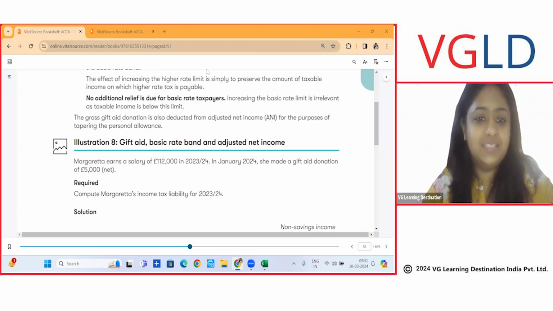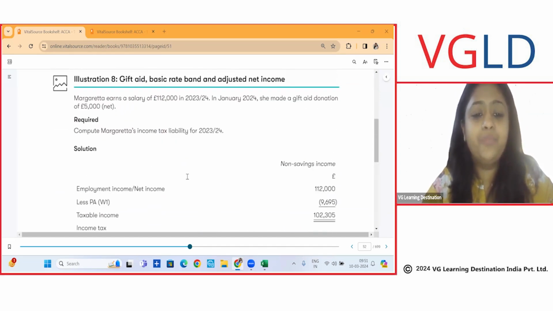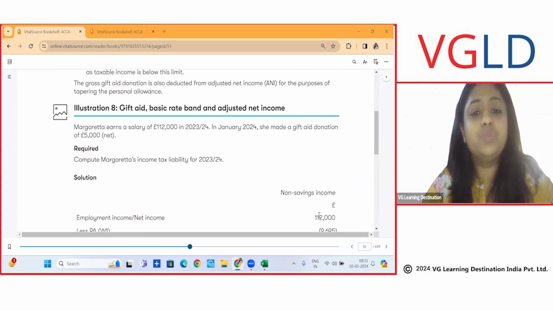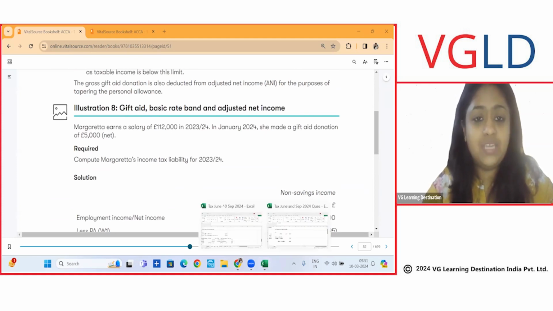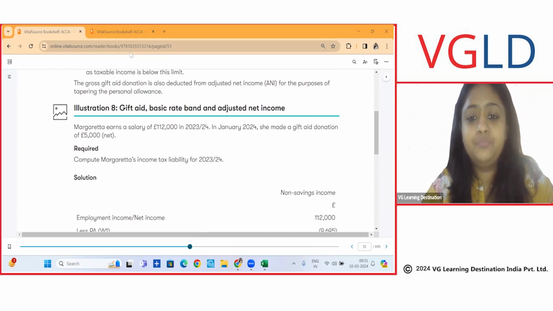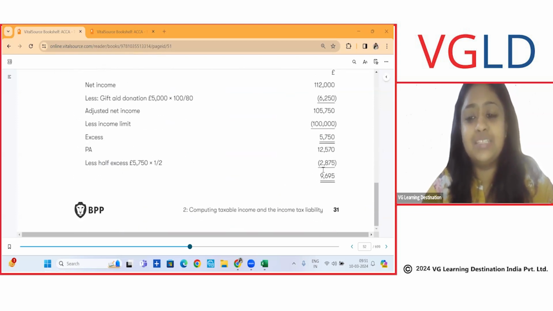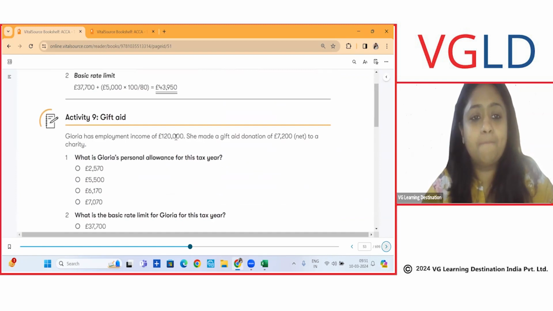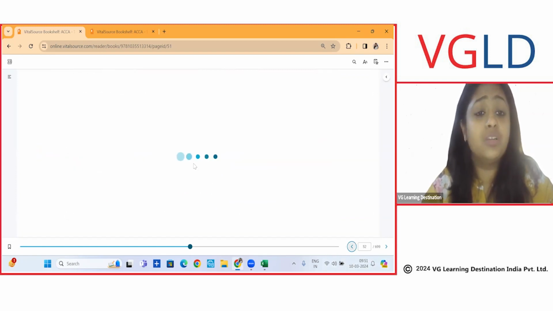Okay, let's discuss the answers. First step, 112,000. From this, when I reduce, now 5,000 gifted donation is given net. So first step, let's gross it up. I've got two similar answers now, 32,132. Let's first see what is the correct answer. The taxes are not given. Let's calculate it here with me.